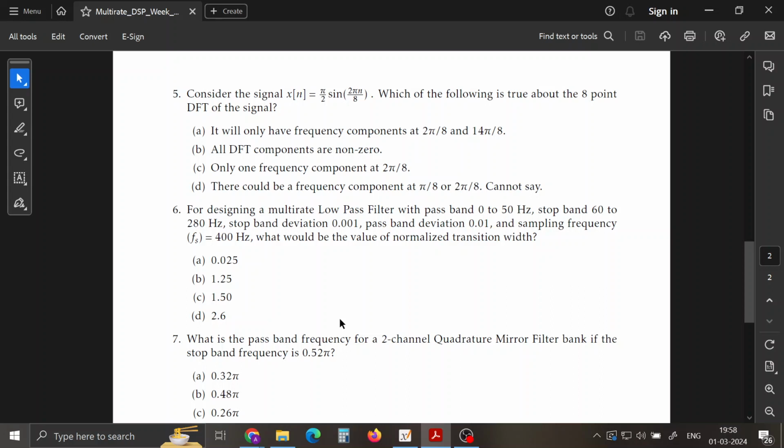So in the sixth question, you have to design a multi-rate low pass filter, and the specifications are given to you. The pass band should be from 0 to 50 hertz. Okay, here the frequency is in hertz. And the stop band should lie from 60 hertz to 280 hertz. And the stop band deviation, remember we saw the stop band error criteria, phi 2. Similarly for pass band we had phi 1, right? These criteria. So stop band deviation is basically the maximum deviation of the ripple that you can allow from the ideal filter in the stop band. That's the stop band deviation, which should be 0.001. Similarly pass band deviation should be 0.01. And given that the sampling frequency fs is 400 hertz, what would be the value of normalized transition width?